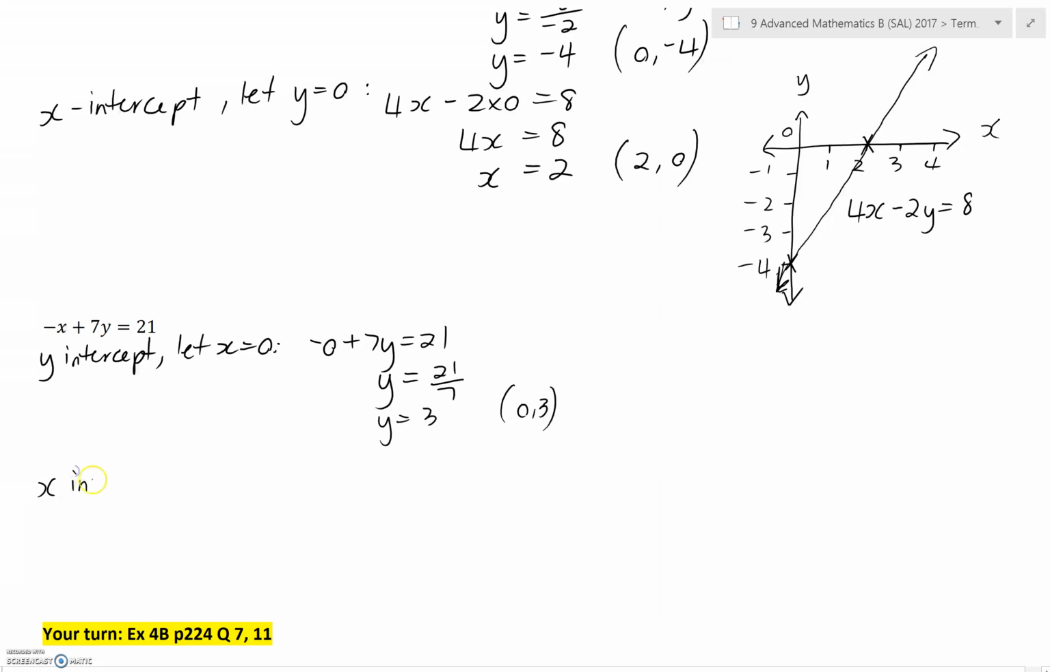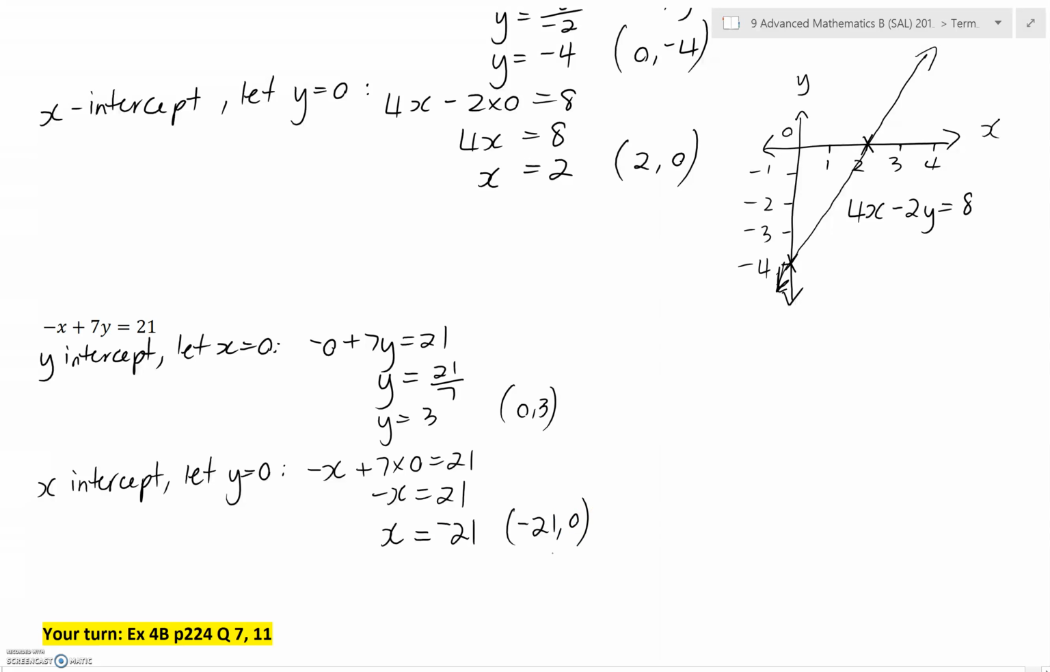For our x-intercept, same as before, let y equal 0. Substituting that in gives us negative x plus 7 times 0 equals 21, so negative x equals 21. We need to divide both sides by negative 1, which means we have x equals negative 21. So our coordinate here is (negative 21, 0). Now, the other thing we have to do is plot this.